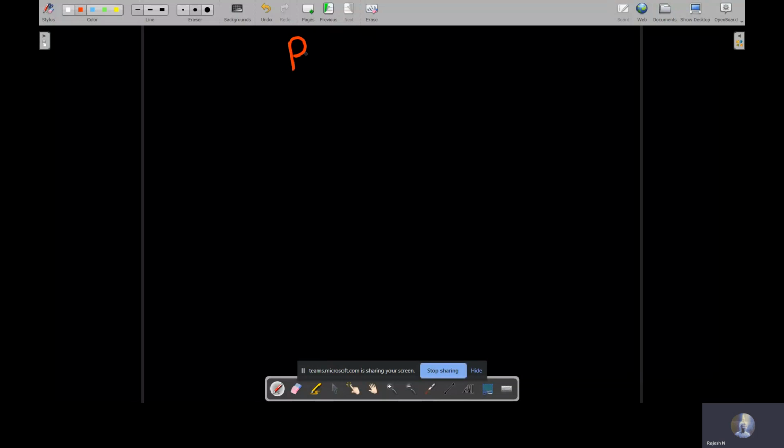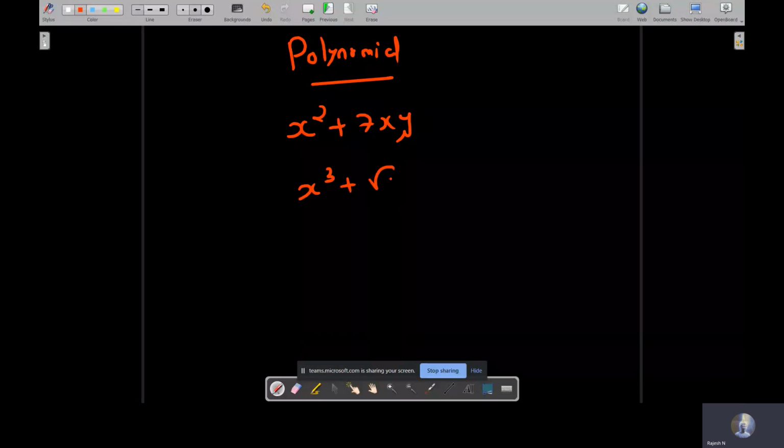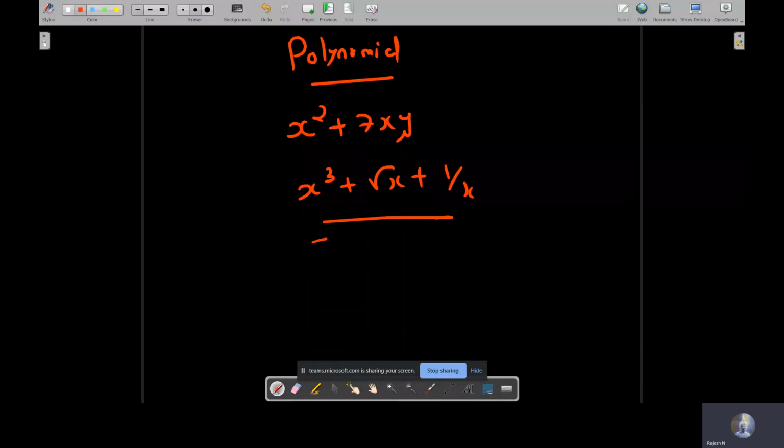So, polynomial. What is a polynomial? A polynomial is an algebraic expression, but all algebraic expressions are not polynomials. Suppose x squared plus 7xy. This is an algebraic expression as well as a polynomial. But x cube plus root x plus 1 by x is also an algebraic expression, but it is not a polynomial.